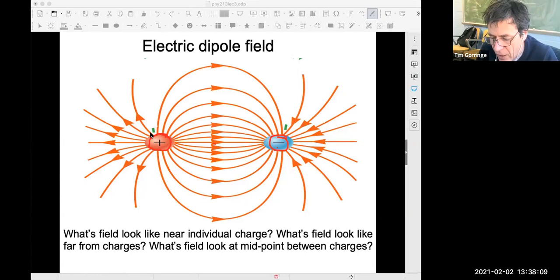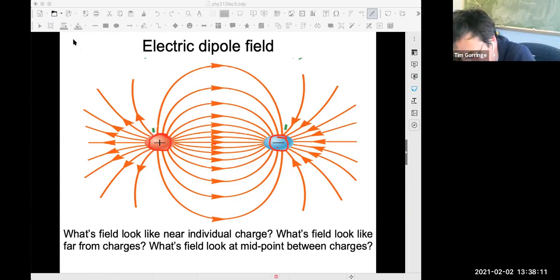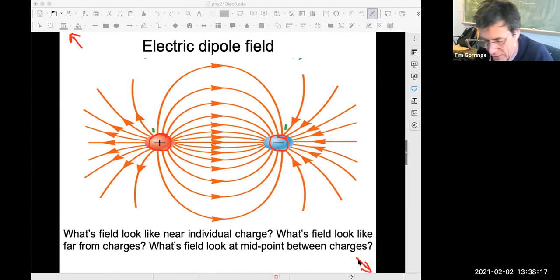If you were far from both the charges, supposing we walked off the overhead upstairs over here, or off the overhead downstairs here, there the field would look very weak. There would be very few field lines. And that's because this field of a positive and negative charge, we said it falls off not as the square of the distance, it falls off as the cube of the distance. So the field will get very weak over to the top left, top right, bottom left, bottom right, far from the charge distribution.